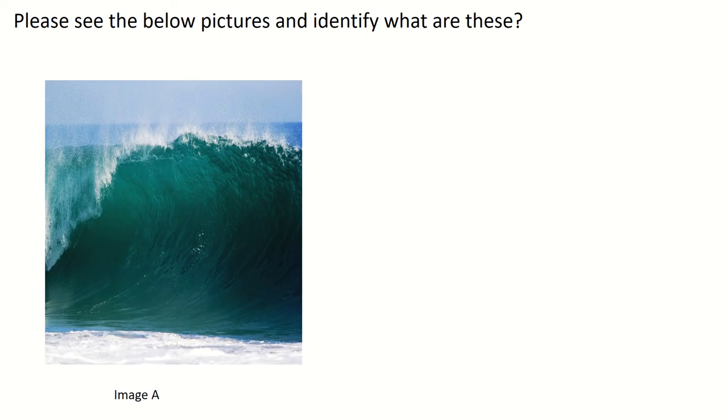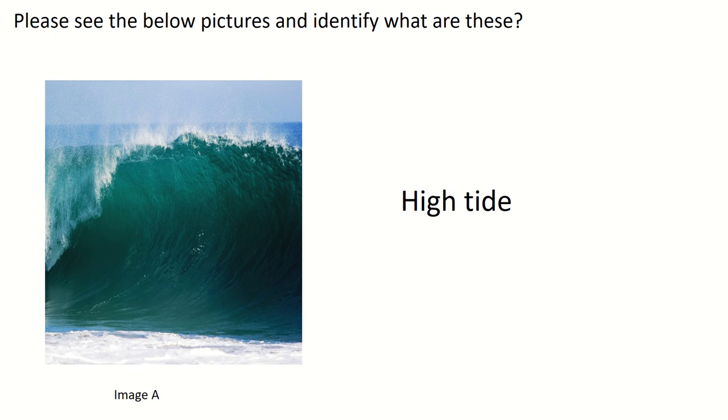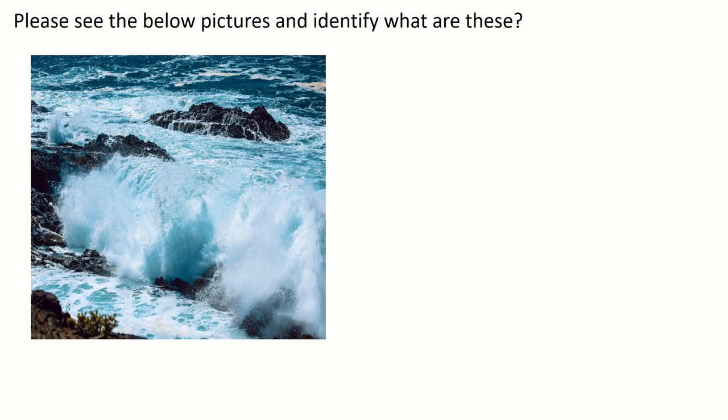This is image A. What do we call it? We call it high tide. Now, this is image B. What do we call it? Low tide. So, this is high tide, the water level is high, and this is low tide. So, what is the level of water? Of course, it is low. Okay.